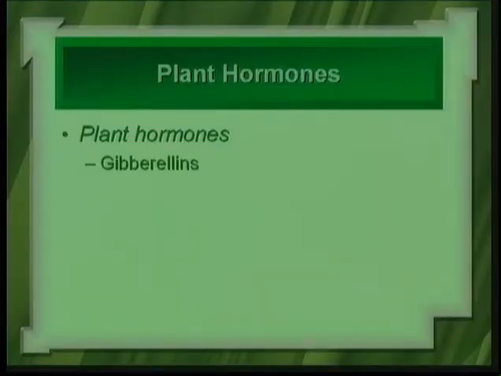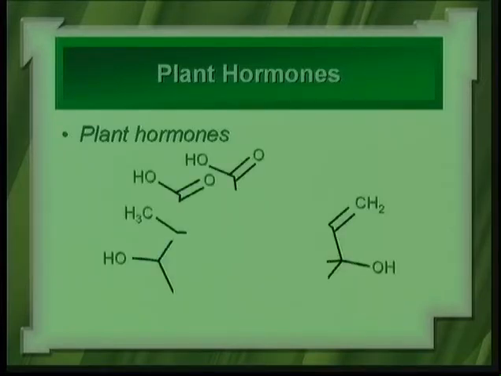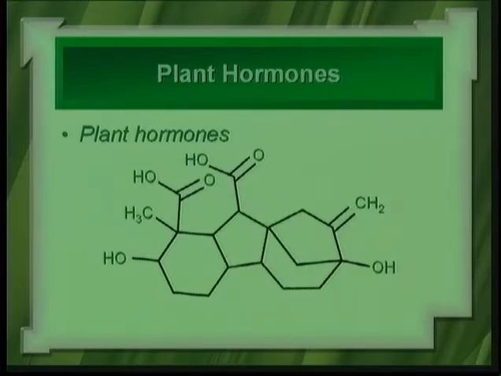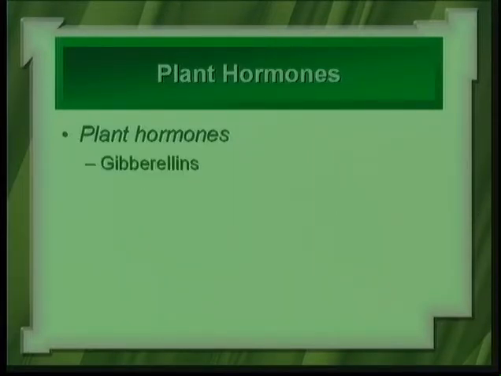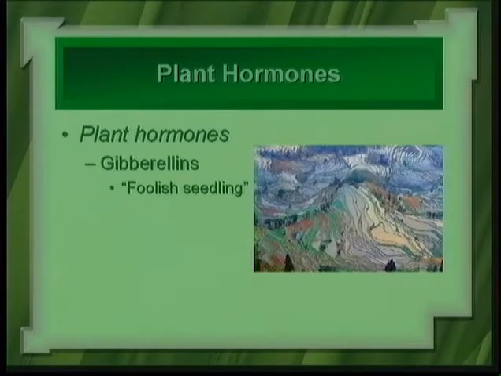Now, another kind of hormone that is very important in the development of plants are called gibberellins. Here we have the nice structure of it too, a beautiful animation. So I have gibberellic acid, GA. These gibberellins are responsible for something called foolish seedling. It was discovered by a man named Yabuta, a Japanese scientist, who first observed it in rice seedlings that were infected with a fungus.